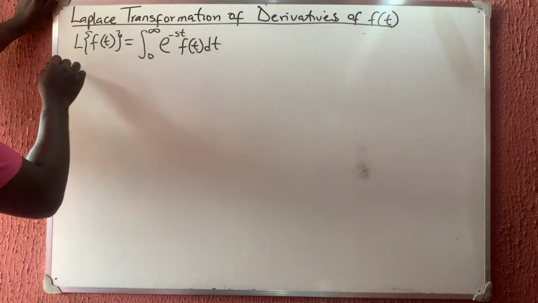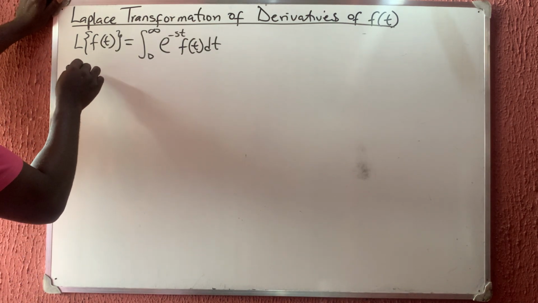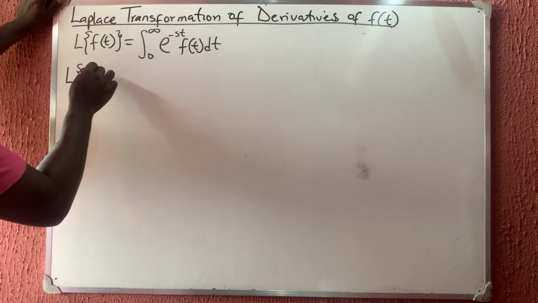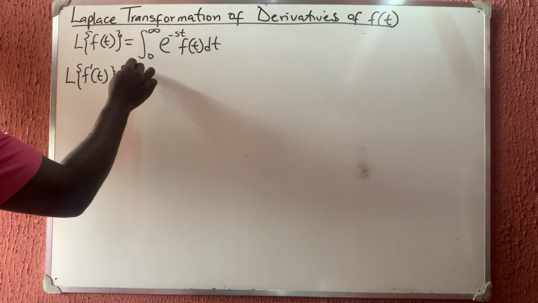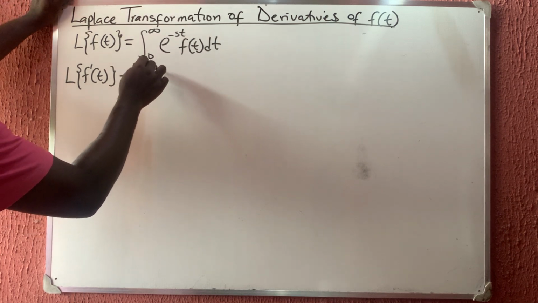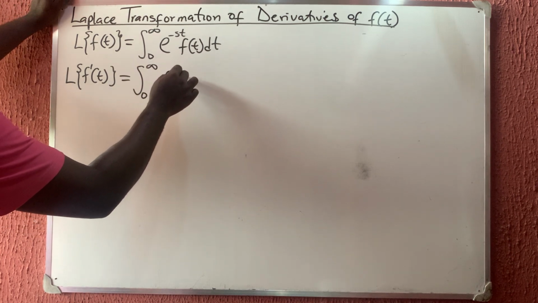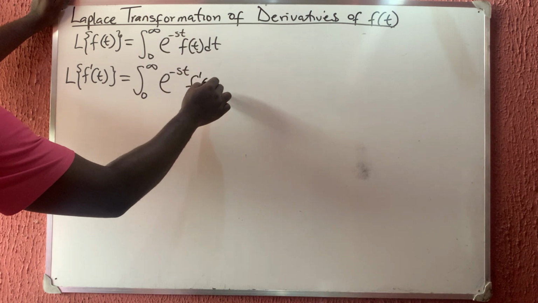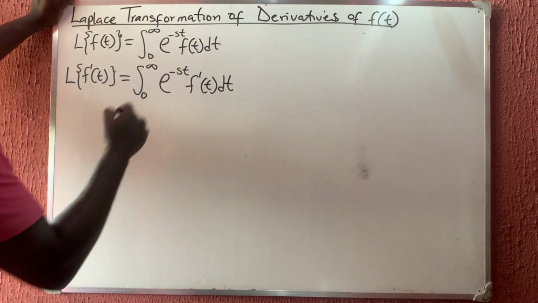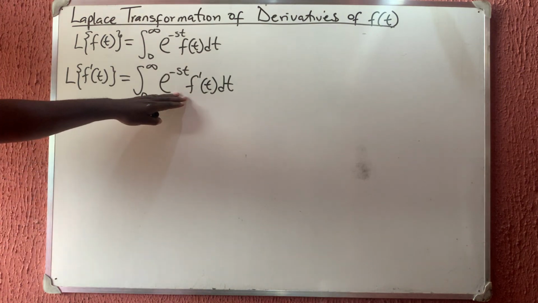Now we want to get the Laplace transformation of f prime of t. Let's see what we are going to have. This is going to be the integral from 0 to infinity of e raised to power minus st, then we'll put here f prime of t, then dt. Now, if you look at this, this is integration by parts.